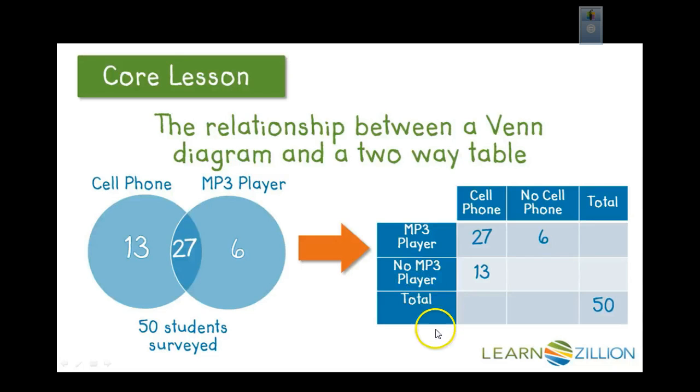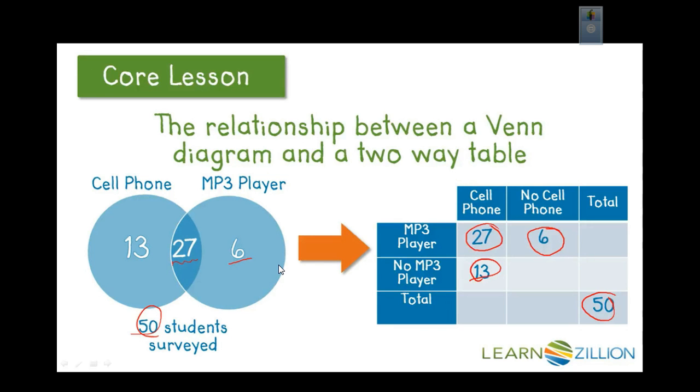There are 13 students who have a cell phone only. So we put a 13 here. There are 6 students that have an MP3 player only. So that number goes here. Then we have 27 students that have both the cell phone and the MP3 player. And then we were told that 50 students were surveyed, and we can put this 50 in the grand total.